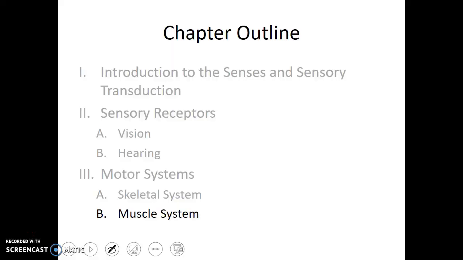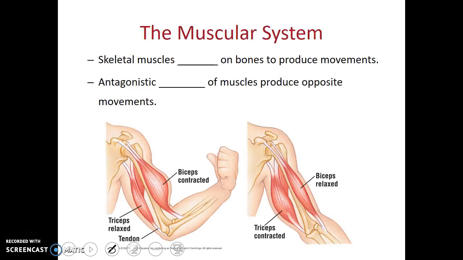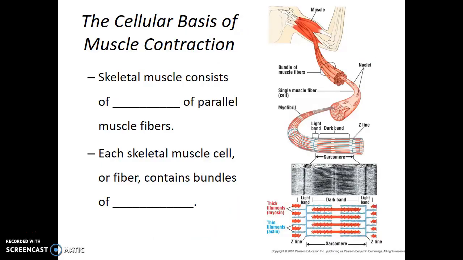In this video, we're going to discuss how muscles are able to apply force on our skeleton, which allows for our body to move. Skeletal muscles pull on bones to produce movements. It is antagonistic pairs of muscles which produce opposite movements of our appendages and of our body. So what's actually happening within the muscles that allow them to apply this force?